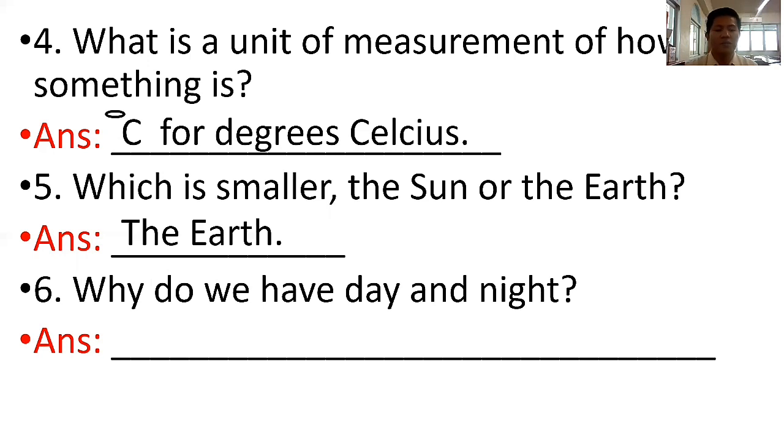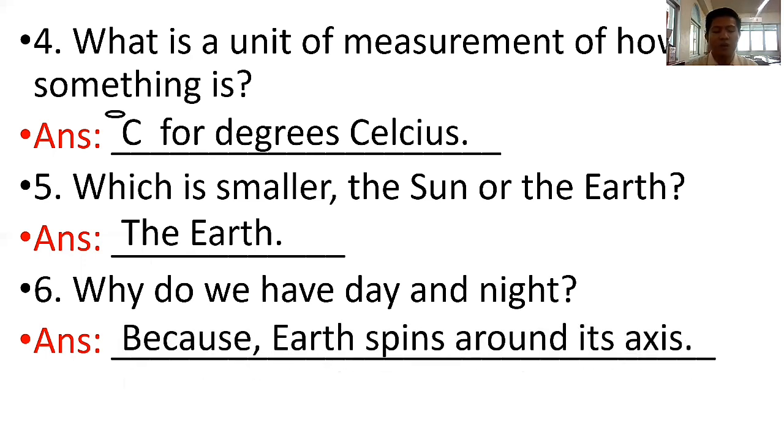Okay. Number 6. Repeat after me. Why do we have day and night? The correct answer is, yes, of course, because Earth spins or rotates around its axis. That's why we have day and night.